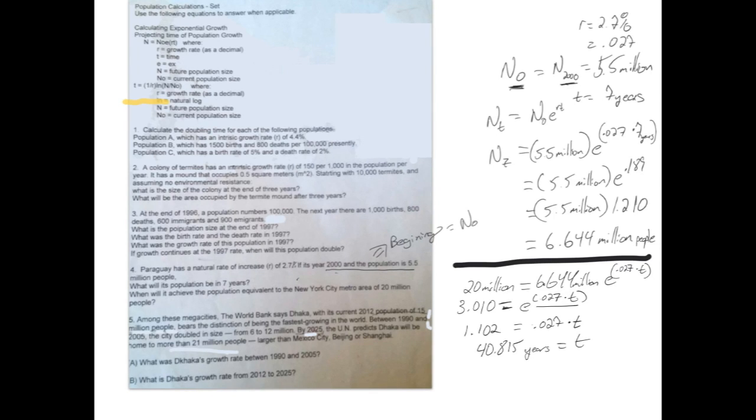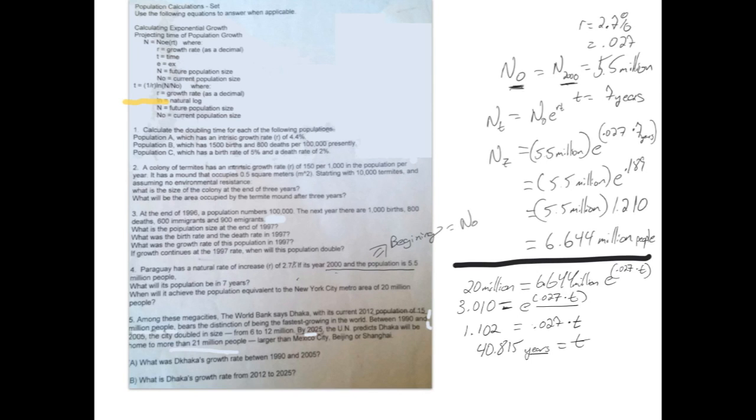Theoretically, time. Although there's no years in this, you don't see the unit years, but it's assumed because of time, and it tells you that the rate is 0.027. The context tells you it's years. So it's 40.815 years it would take to reach the population of New York if it continued at a rate of 0.027 or 2.7%. All right, so that's it for problem 4.